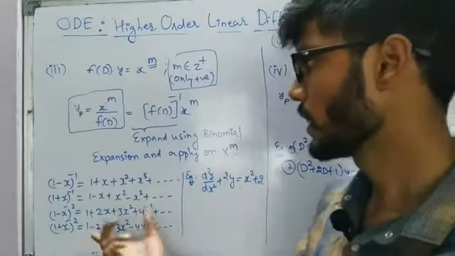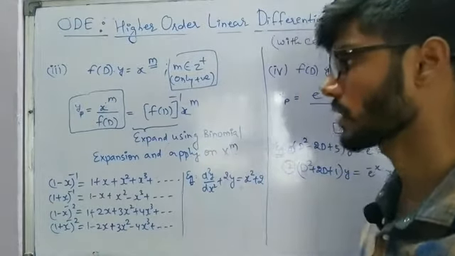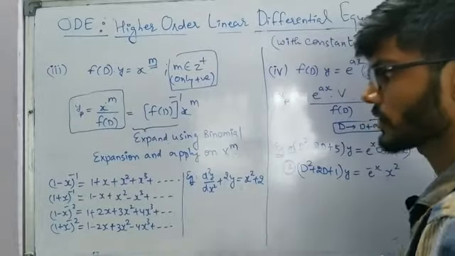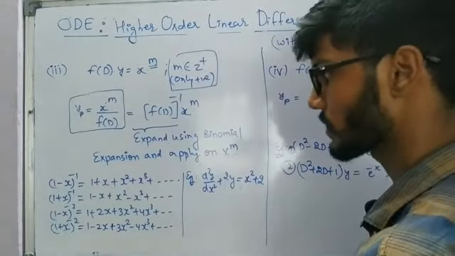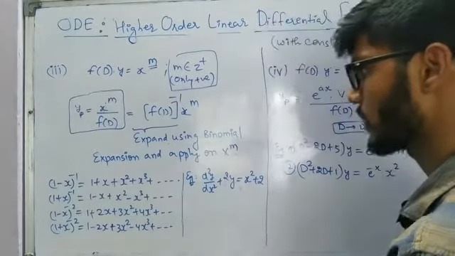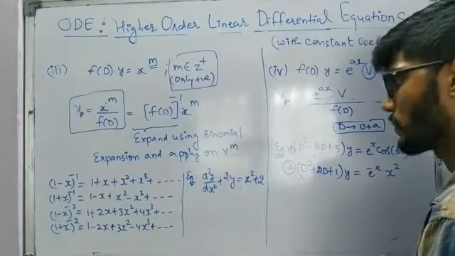So I have written 4 basic ones of them. Most probably we are going to encounter these only. (1 minus x) whole inverse is nothing but 1 plus x plus x square plus x cube. (1 plus x) whole inverse is nothing but 1 minus x plus x square minus x cube, and also (1 minus x) whole power minus 2, or (1 plus x) whole power minus 2. So make note of them, you have to use them.